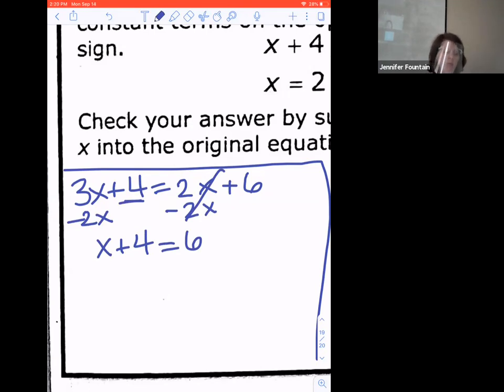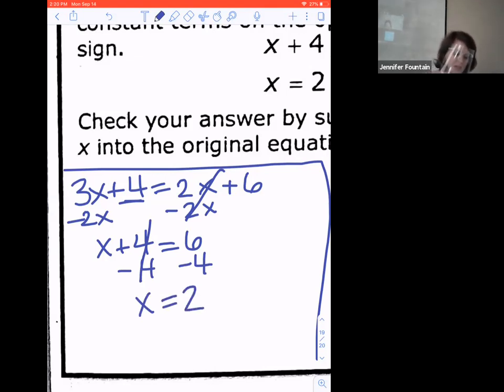Now I can see that with x, I have plus 4. I want x to be all by himself, so I need that positive 4 to move to the other side. The way I make that positive 4 move is to subtract it. But if I subtract it from the left, I have to subtract from the right. So now those cancel out. So all I have left on the left-hand side is x, and then 6 minus 4 is 2.